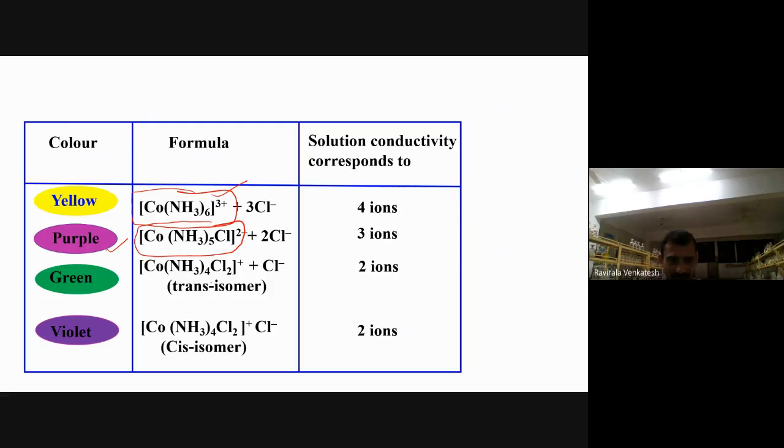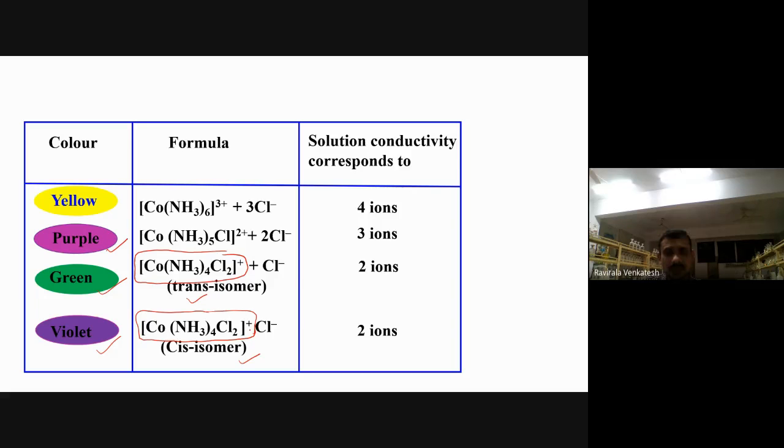Now observe here, the molecular formula of both of these will be the same. See, this is having 4 moles of ammonia. And this one is also having 4 moles of ammonia and 2 moles of chlorine. Both structures are same only. But one is showing green color, other is showing what? Violet color. The reason behind this one is a trans isomer. This one is a cis isomer.